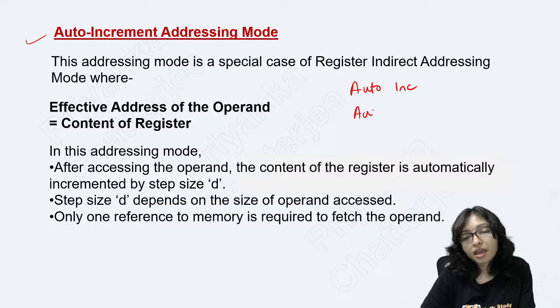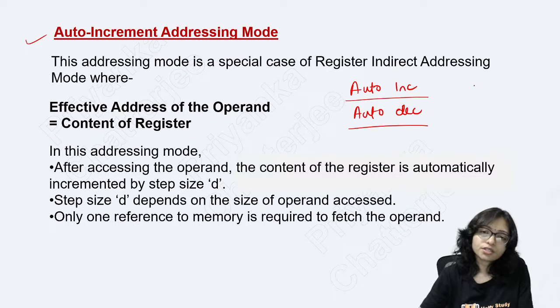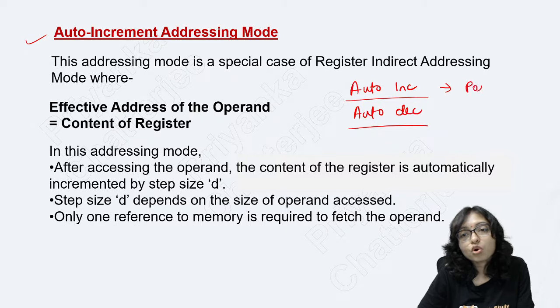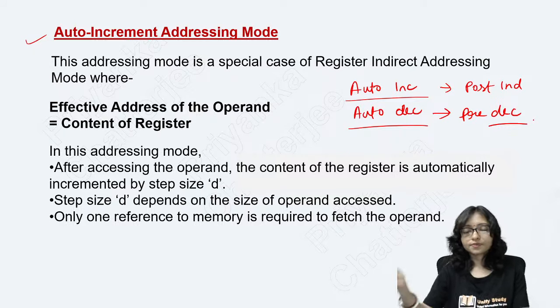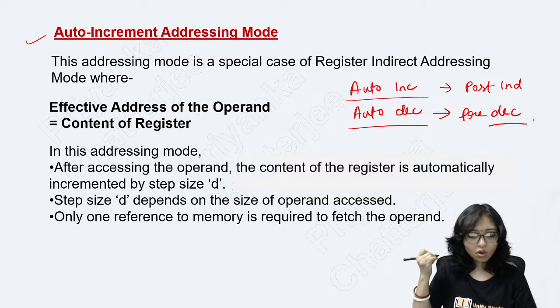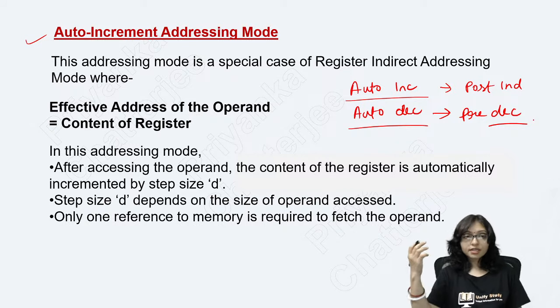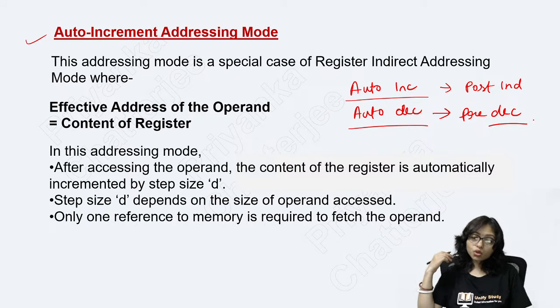Now here is the difference between auto increment and auto decrement. One is auto increment, another is auto decrement. Auto increment is post increment, and auto decrement is pre decrement. What is the meaning, ma'am? Auto increment is post increment, and auto decrement is pre decrement. Why?